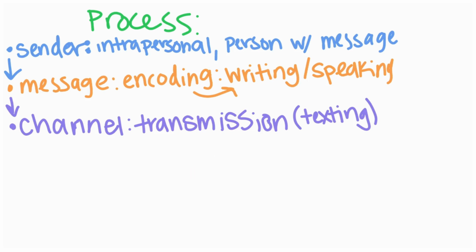Now, if a text doesn't work and you go and talk to the person, there you go, you changed the channel in which the message was conveyed and you transmitted it in a different way. So that is the channel. And then you're going to move on to the receiver.